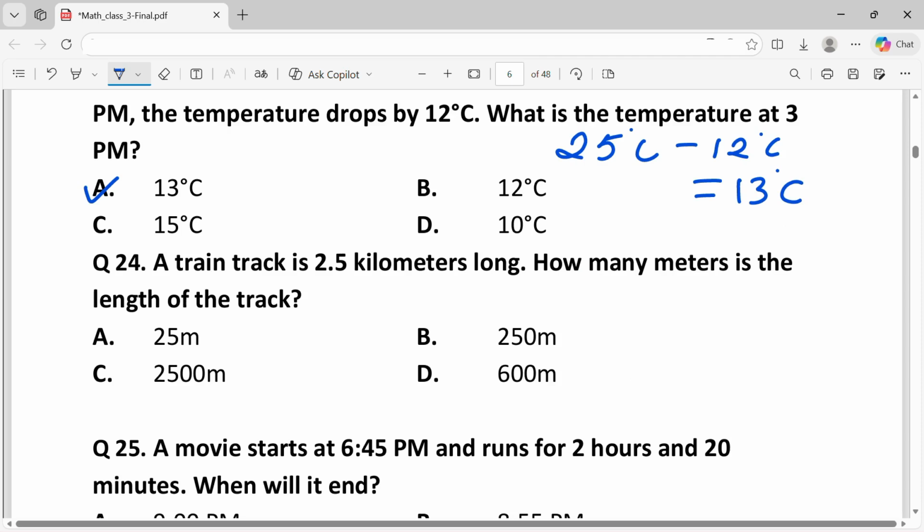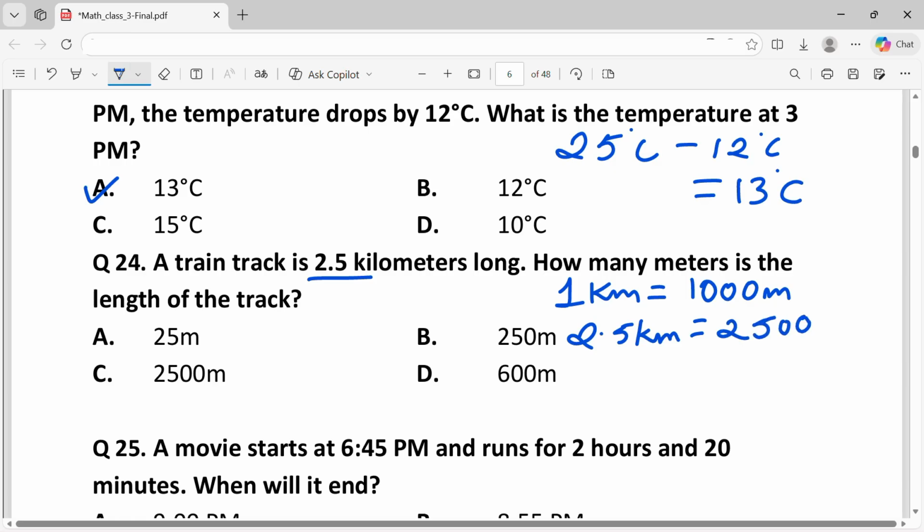Question 24. A train track is 2.5 kilometers long. How many meters is the length of the track? Converting kilometers into meters, we know that 1 kilometer is equal to 1000 meters. So 2.5 kilometers will equal 2500 meters. That is option C.